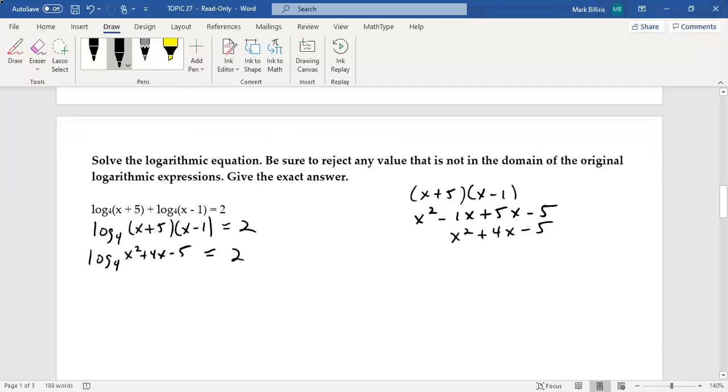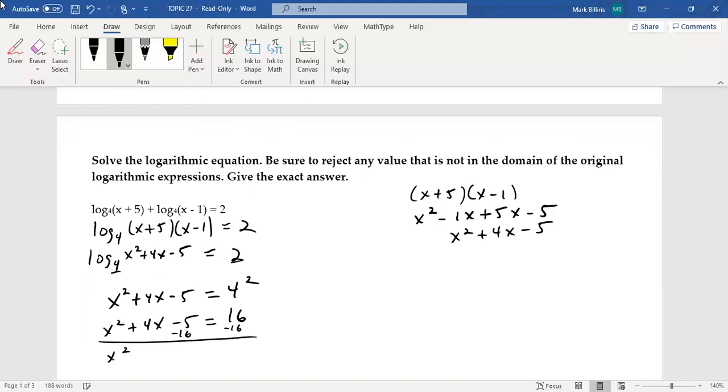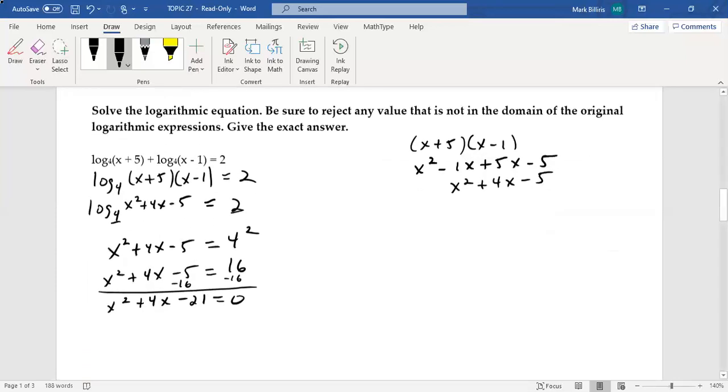Next, I'm going to change it from logarithmic form to exponential form. So I set my argument, x squared plus 4x minus 5 equaling my base, which is 4, raised to my power, which is 2. So that gives me x squared plus 4x minus 5 equals 16. Since I have a quadratic, I need to set this to 0. So you're going to subtract 16 from both sides. That gives you x squared plus 4x minus 21 equals 0.